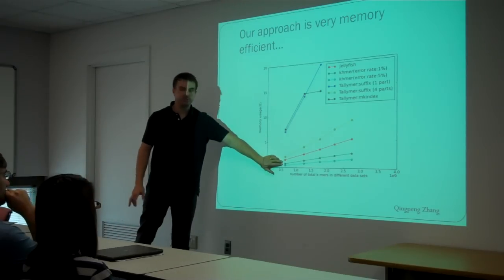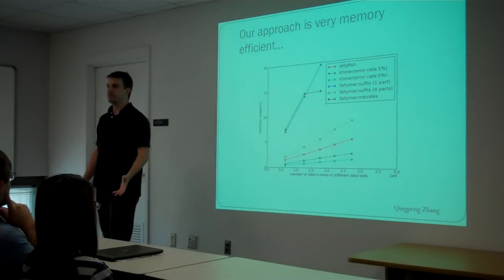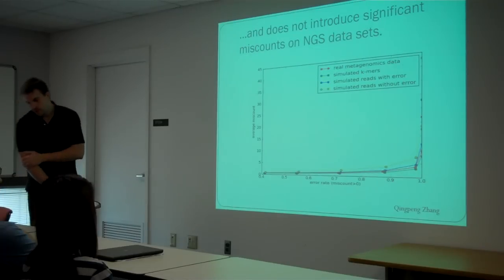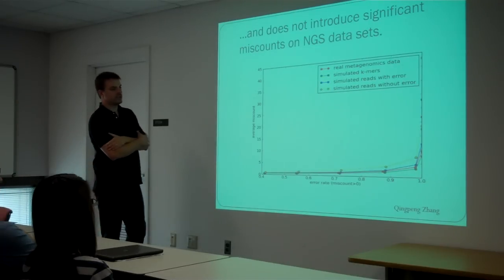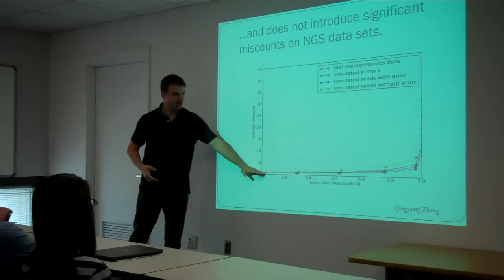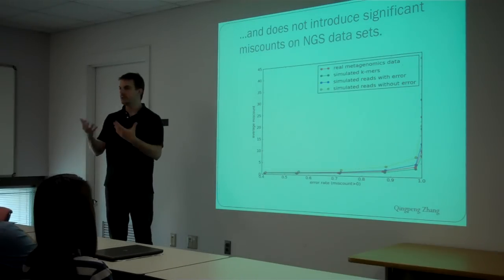And this is kind of nice. It's nice to be able to use 5 to 10-fold less memory than anybody else, especially when your primary problem is you don't have enough memory. The real question was, how does this interact with next-gen data sets? And what we can show is that if you look at the error rate, this is the false positive rate associated with the hash tables due to counting problems.